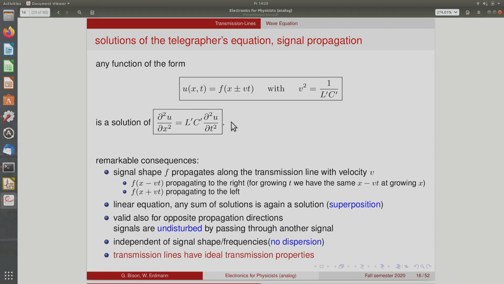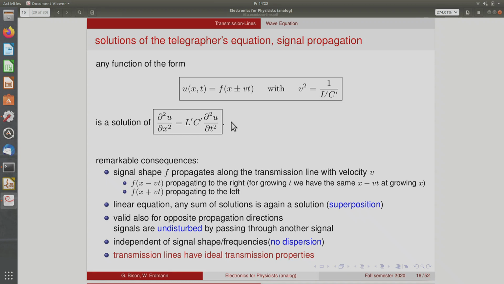The other remarkable consequence of this is that this behavior is independent of the signal shape or frequency. So you don't see any dependence here on the signal shape. This is true for any signal. And the fact that it doesn't depend on frequency, there's no explicit frequency in this, is sometimes called no dispersion. So all frequencies are transmitted with the same velocity and the same attenuation, or no attenuation actually in this case.